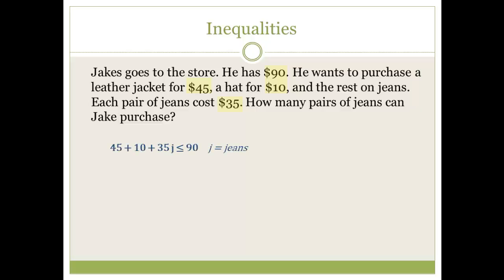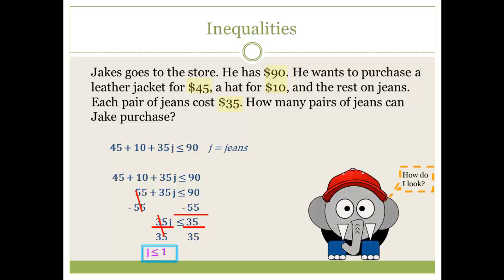We would take $45 plus $10 plus 35 times j is less than or equal to 90, with j representing the number of jeans he can buy. We would add 45 to 10 and then subtract that answer, which is 55, from both sides of the inequality sign. That leaves us with 35 times j is less than or equal to 35. We then divide both sides of the inequality sign by 35, and that leaves us with j is less than or equal to 1. Jake can only buy at most 1 pair of jeans.